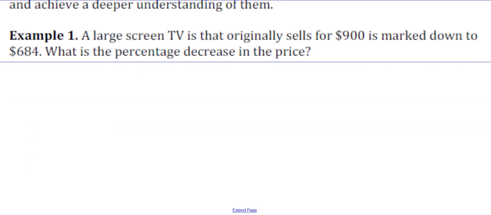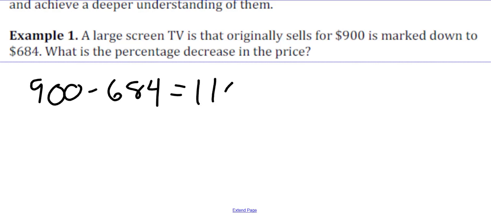So we have a large screen TV that originally sells for $900 and is marked down to $684. What is the percent of decrease in this price? All right, so the first thing we should do is figure out how much the price went down by. So let's do, oh, pen's not working. 900 minus 684. And that gives us what, 116?